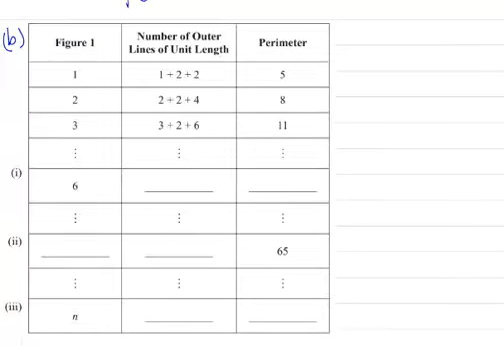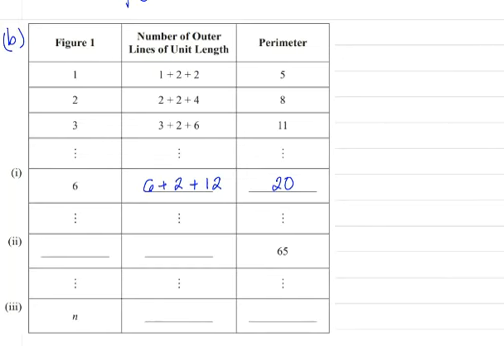So let's complete I. The figure number in I is figure 6. So the first digit is 6, the second digit is always 2, and the third digit is the figure number multiplied by 2. So this is 6 times 2, which is 12. So the value here is 20.